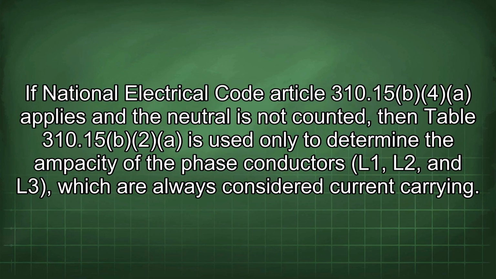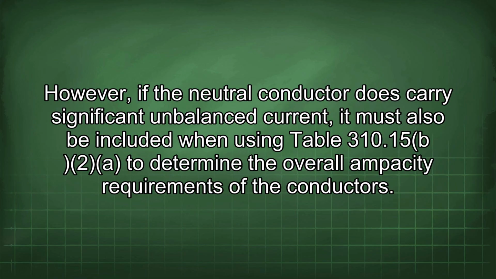If National Electrical Code Article 310.15 B4 applies and the neutral is not counted, then Table 310.15 B2 is used only to determine the ampacity of the phase conductors L1, L2 and L3, which are always considered current carrying. However, if the neutral conductor does carry significant unbalanced current, it must also be included when using Table 310.15 B2 to determine the overall ampacity requirements of the conductors.